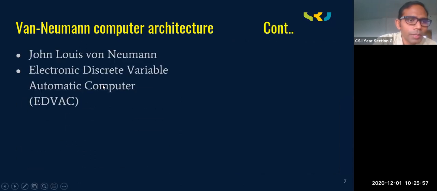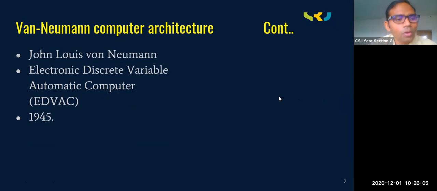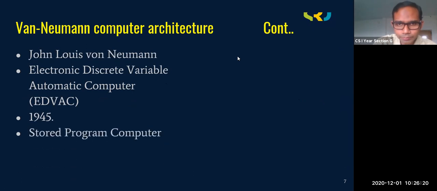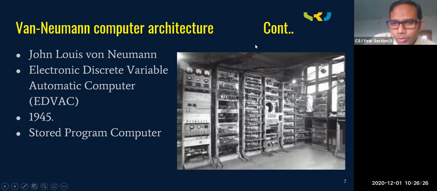Now, his name is John Louis von Neumann, and he introduced the first computer with an architecture in 1945 called Electronic Discrete Variable Automatic Computer, EDVAC. How did it look? It used to look something like this: in a huge room, we had huge equipment interconnected with tons of wires. So this one was the first computer with an architecture.